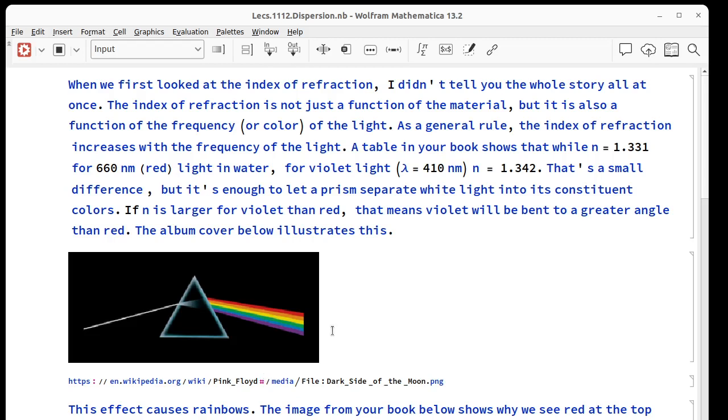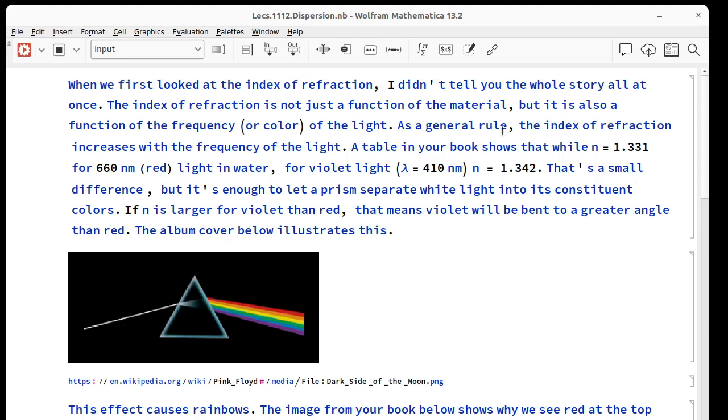When we first talked about the index of refraction, I didn't tell you everything up front. The index of refraction, of course, depends on the material, but it also is a function of frequency. And that's the same thing as the color of the light. As a general rule, the index of refraction goes up as frequency goes up.